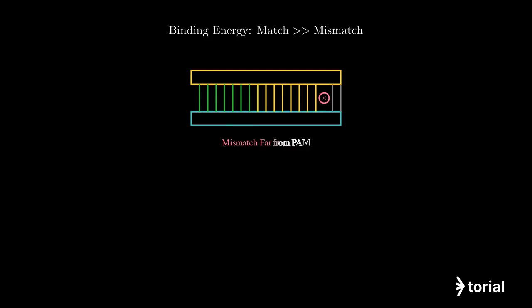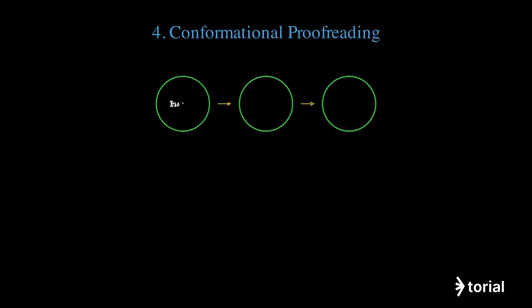Mismatches far from the PAM are sometimes tolerated because R-loop is already stable, but they reduce cutting efficiency significantly. Cas9 uses conformational changes as an additional proofreading mechanism. Cas9 undergoes conformational changes from inactive to checking to active state.